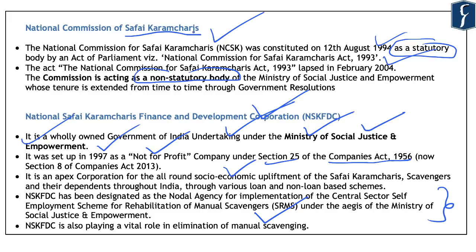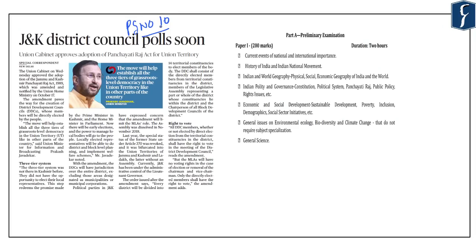So these are a few aspects related to the sanitation workers' conditions in India and some of the steps taken by the Government of India. With this, let's take up the next news. Now this article on page number 10 reads that the Jammu and Kashmir District Council polls are soon. And in this regard, the Union Cabinet has approved the adoption of the Panchayati Raj Act for the Union Territory of Jammu and Kashmir.